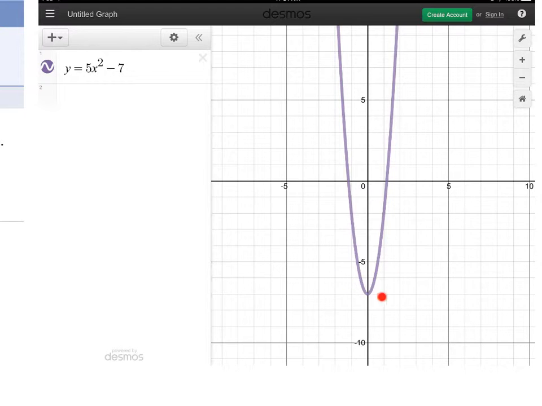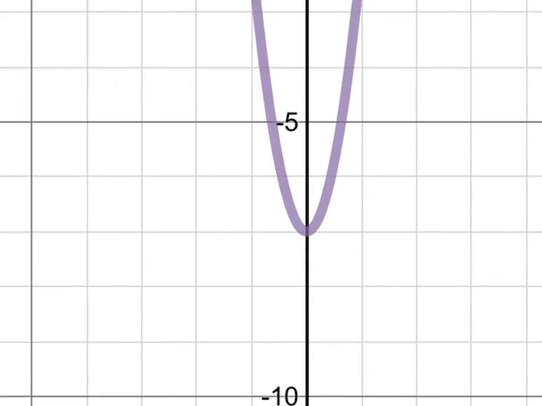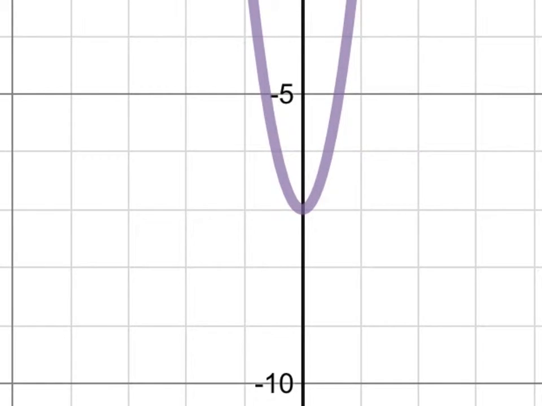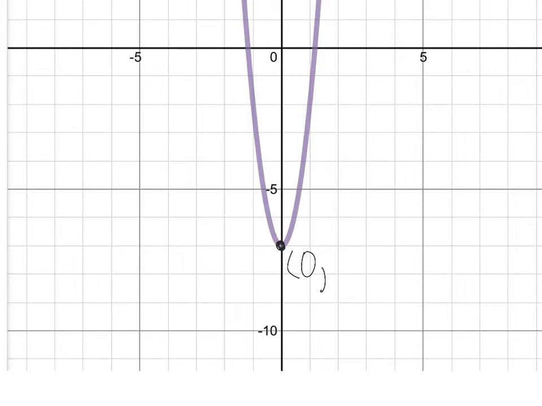But you'll notice we can see where the vertex is. So let's zoom in to see where the vertex is. We know the x value of the vertex is 0 because it's right here on the axis. And it appears as though the y value, since this is negative 5, that means 2 further down is negative 7. So it looks like our vertex is 0, negative 7.